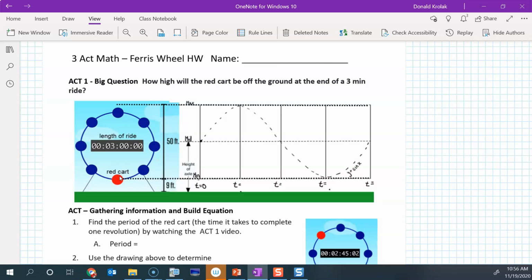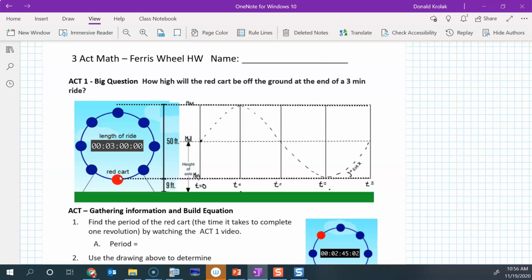Then what's going to happen is you're going to run this Ferris wheel for 3 minutes. And what you're going to do is you're going to come up with an equation that'll tell you how high the cart is at the end of that 3-minute ride. So in the future, after this runs for 3 minutes, how high above the ground is that red cart?